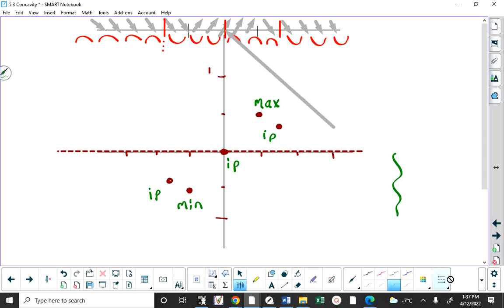So I'm going to give you a minute here or two to see if you can come up with what the graph would look like. You have to stay within the confines of everything at the top of the page.